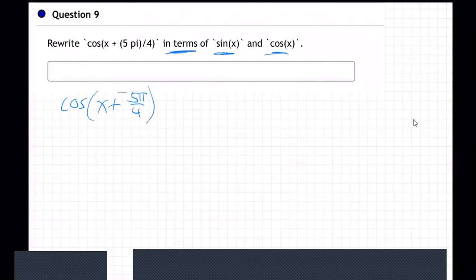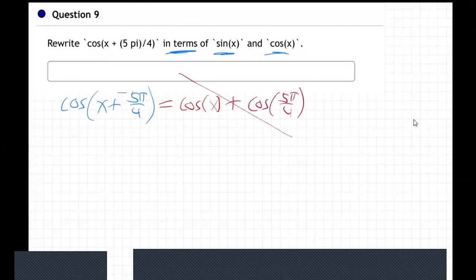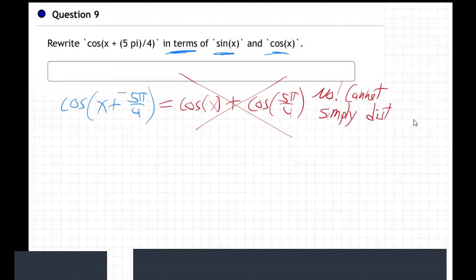Well, can we just say, well, this is just the cosine of x and the cosine of 5 pi over 4? You can tell by my tone, no. That's a big no-no. No, we cannot simply distribute. It's not multiplication. Cosine is a function. It's not multiplication. Well, then what is right to do?